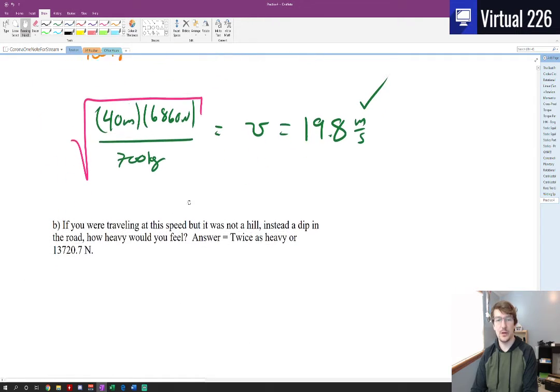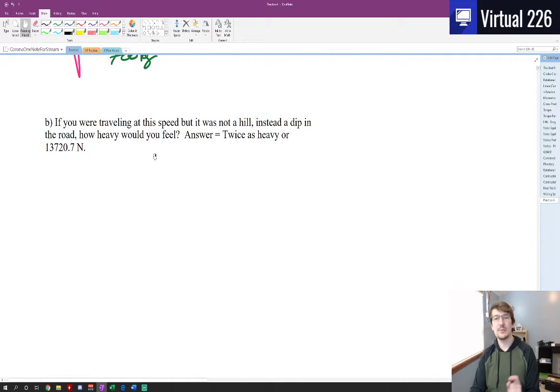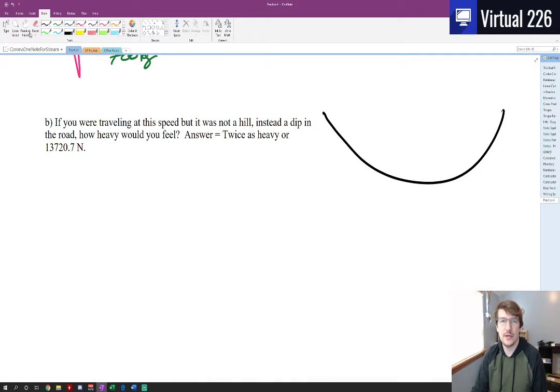Now for part B to the problem, if we're traveling this speed, but it wasn't a hill that we're going over, it was a dip in the road, how heavy would we feel? And our answer is twice as heavy, or 1370 newtons. So let's talk about that. So this time we've got this hill as a dip. It still has a radius of 40 meters.